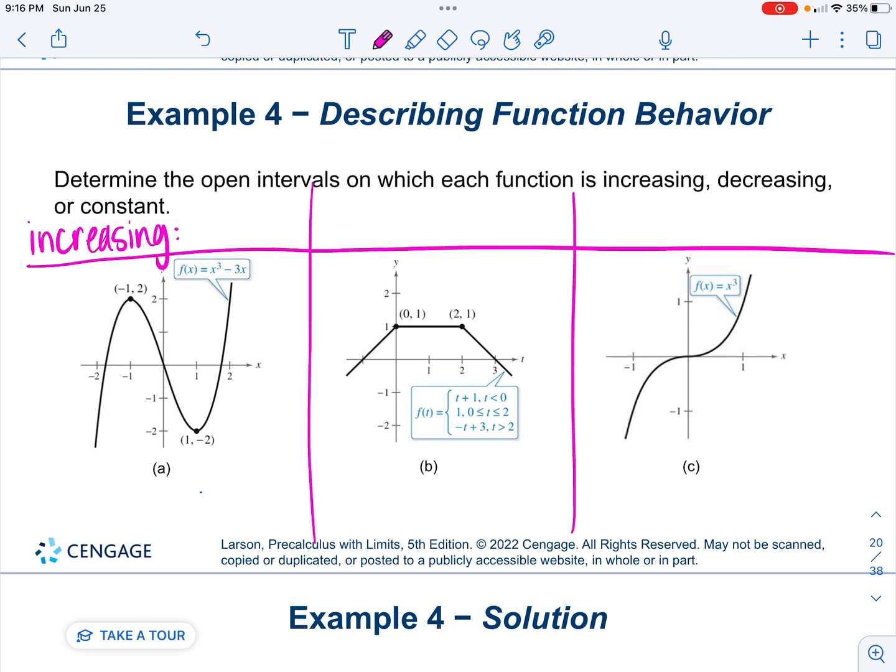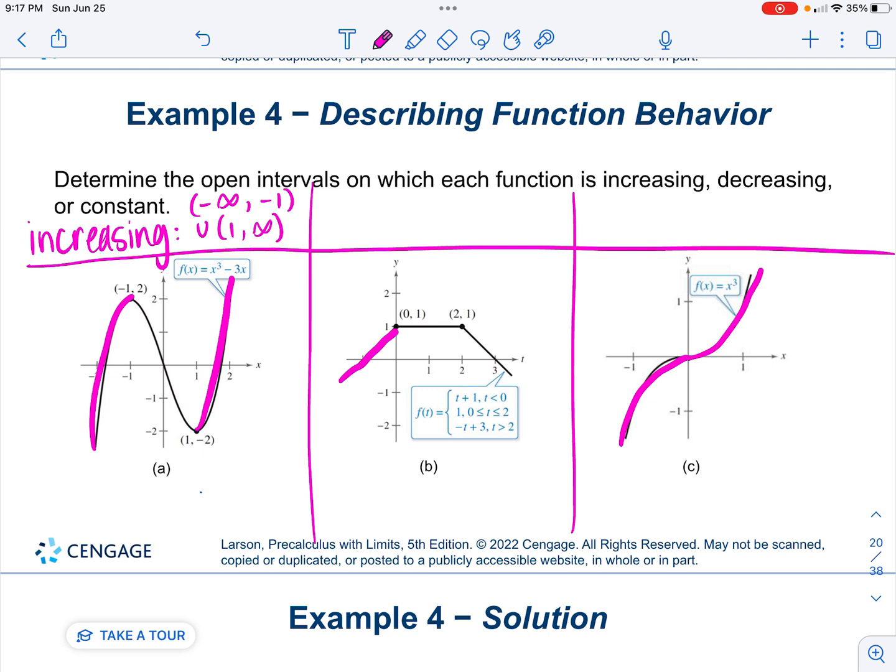When you look at where it's increasing, you look at the graph in the direction that you read, from left to right. On the first one, you can see the two pink highlighted increasing zones. There's one increasing in the middle one, and then two increasing zones on the last one. When I describe an increasing interval on a function, I'm going to use interval notation. Here it's negative infinity to negative 1 and 1 to infinity.